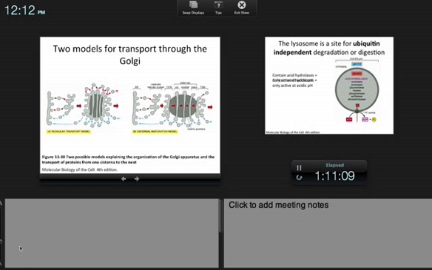But then there's this other model, which is cisternal maturation, which is really more about how the enzymes are moving through the different compartments. Just acknowledge the fact that there are two models: one where the proteins are flowing, and the other where the enzymes that do the modifying are moving. And that's that for that.